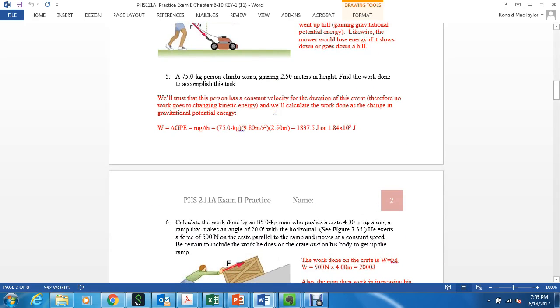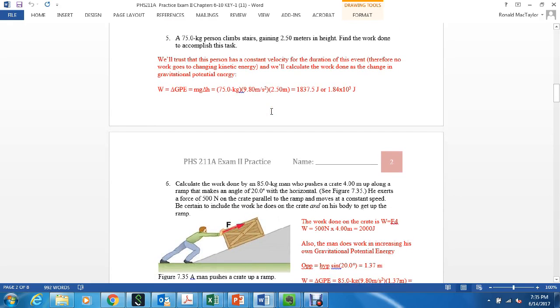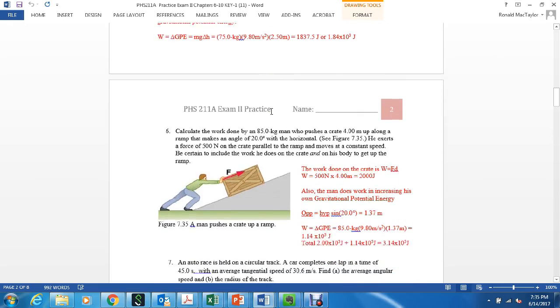Hey, this is kind of like lab. If you have a 75 kilogram person climbing the stairs, gaining 2.5 meters in height, find the work done. So the work that they do is going to equal their change in gravitational potential energy. The force is the force that they do against gravity, mg, and then h is the height that they climbed. So 1.84 times 10 to the third joules of work was done in order to increase their gravitational potential energy by that amount.